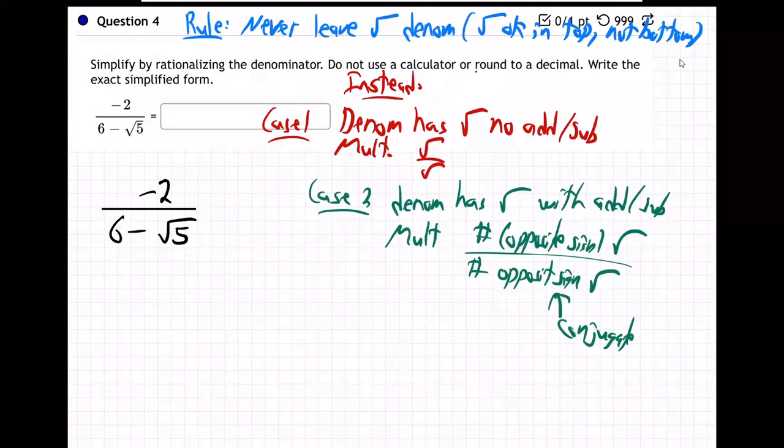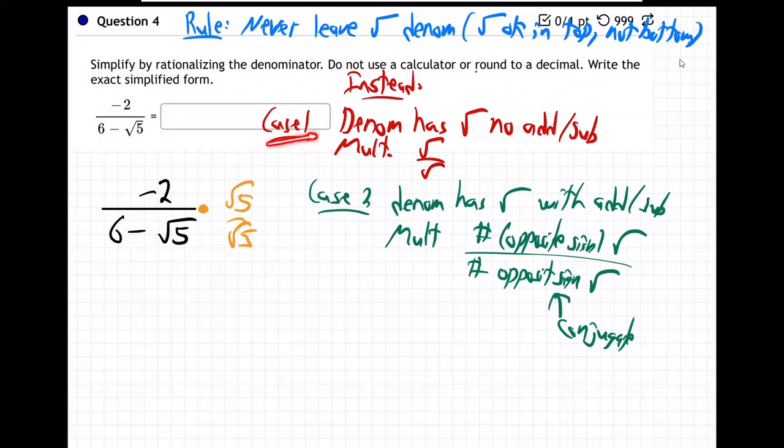So I'm going to come in here. I'm going to multiply, not just by root 5 over root 5. That's not going to work. That will not get it done. Why? Because of this minus sign. That's the big deal. As we've seen in many other situations, pluses and minuses, adding, subtracting, always make things more difficult, right?